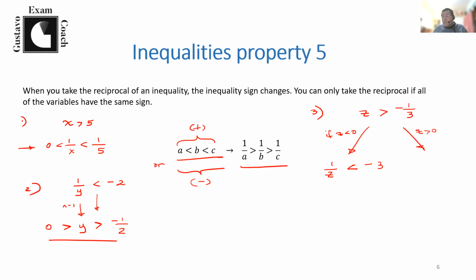So if it is positive, then 1 over z, the reciprocal, would also be positive. So you have two cases to take care of. Okay, be careful about this. Actually, when the two sides of an inequality do not represent numbers with the same sign, then you need to be careful. There's only a partial application of this property 5.